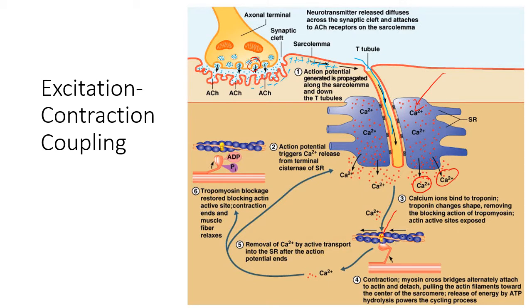When it does so, that changes the shape of troponin, and that moves tropomyosin out of the way, and you can see on these little purple actins here, there are little black dots. Those are the binding sites for our myosin head.